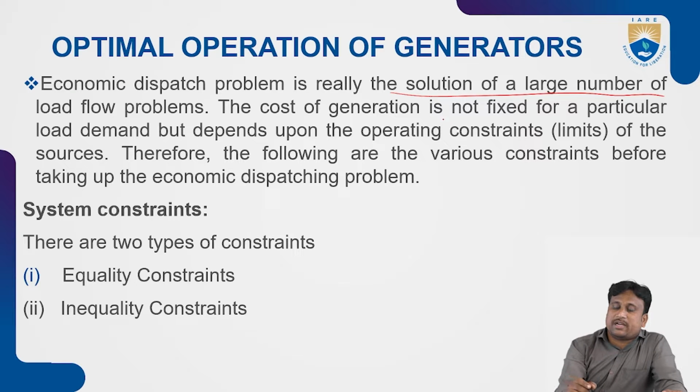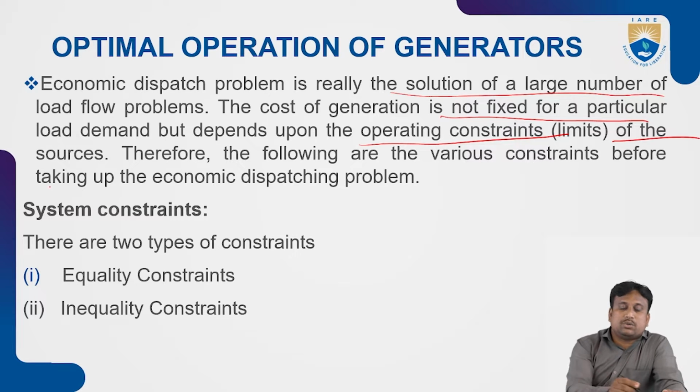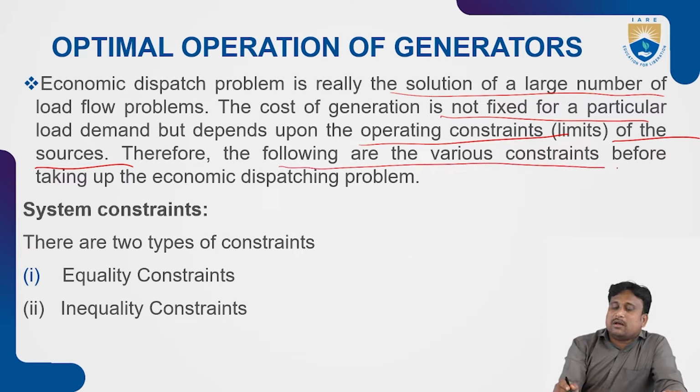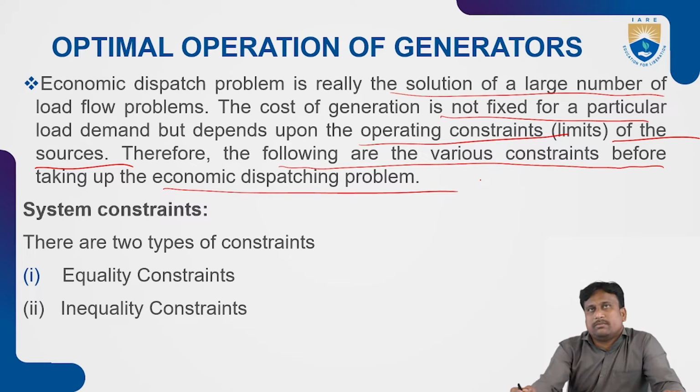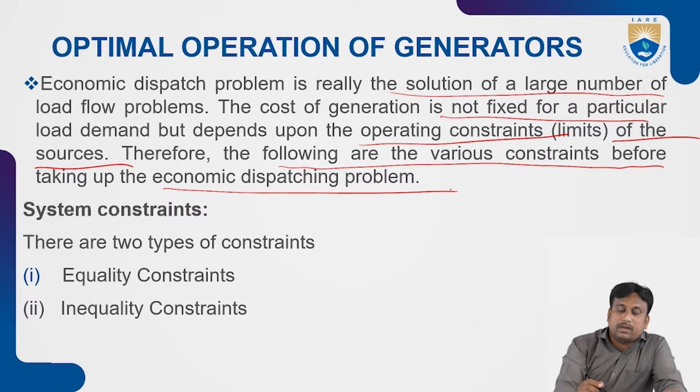So cost of generation is not fixed for a particular load demand, but it depends upon the operating constraints. Operating constraints here means we will take the limits of the given sources. Therefore, here are some of the constraints we will consider before taking the economic dispatch problem. We will define some system constraints, and based on those constraints, the economic dispatch problem is going to be designed.